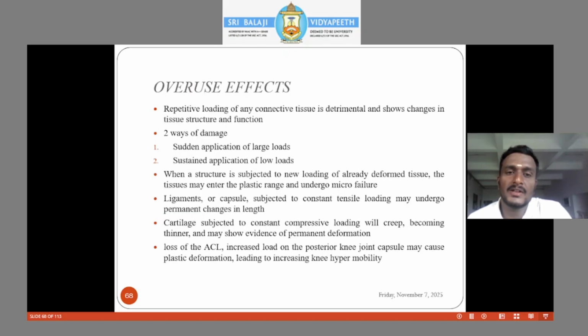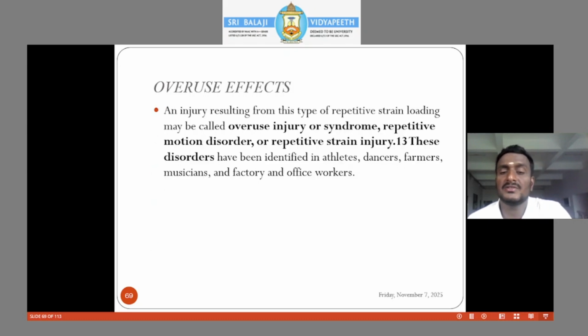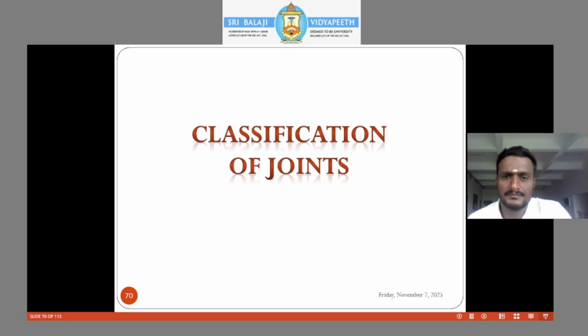Overuse: sudden application of large loads and sustained application of low loads. When a structure is subjected to new loading of already deformed tissue, the tissues may enter the plastic range and undergo microfailure. Cartilage subjected to constant compressive loading will creep, becoming thinner, and may show evidence of permanent deformation. Increased load on the posterior joint capsule may cause plastic deformation, leading to increased hypermobility. So this is all very clinically important. Whenever you see overuse in repetitive strain or repetitive motion, it may cause these disorders.